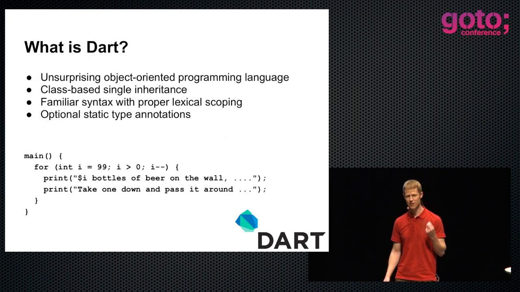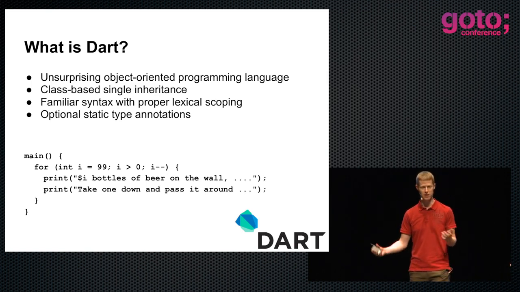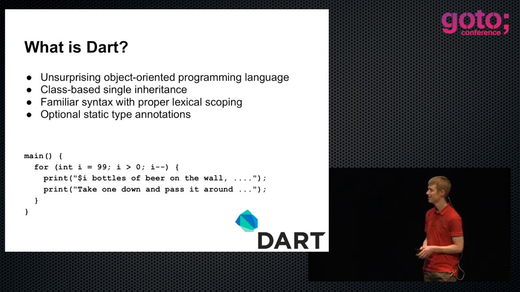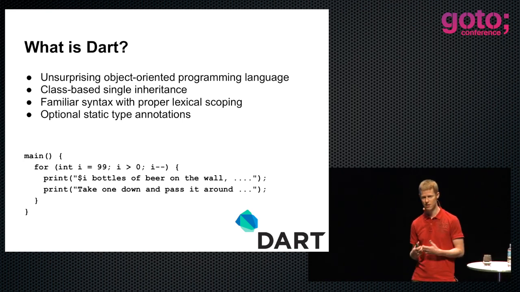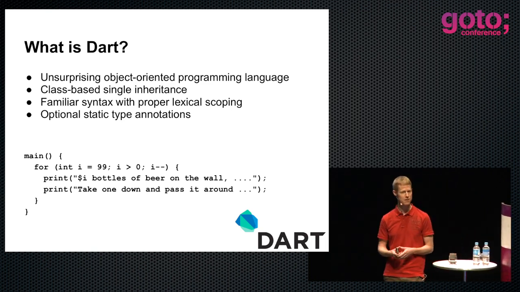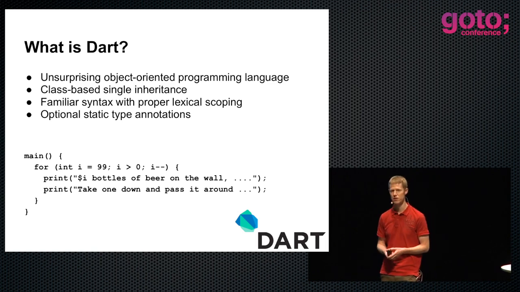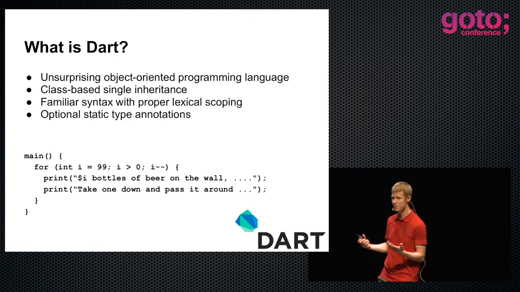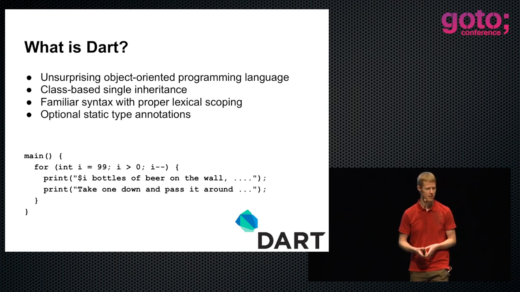So I'll give you an ultra quick introduction to Dart, but I'll focus mostly on the compilation of Dart to JavaScript. So Dart is an unsurprising object-oriented programming language. It has classes with single inheritance. It has implied interfaces for those classes, so you have something that resembles interfaces from other languages. And it has a very familiar syntax. The familiarity of the syntax is very important to us. It's very hard to come up with a new programming language and make it a success, so you need to make it look appealing to people, and a big part of that is making it look familiar.